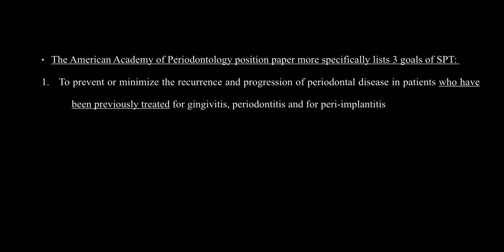So what are the goals of supportive periodontal therapy? According to the American Academy of Periodontology position papers, we have three important goals. As we mentioned, we want to prevent or minimize the recurrence and progression of any previously treated periodontal disease, whether it was gingivitis, periodontitis, or periimplantitis. So we want to prevent or minimize the recurrence of periodontal disease in patients who have been previously treated.